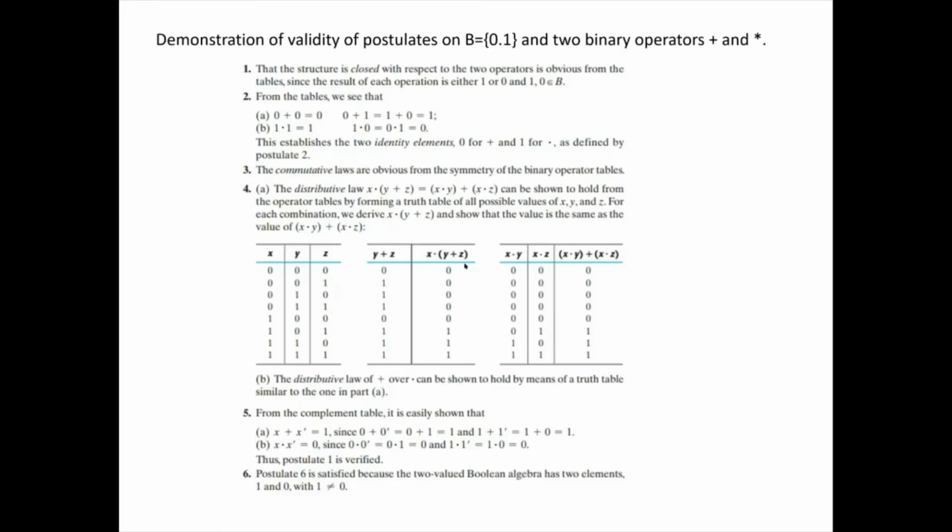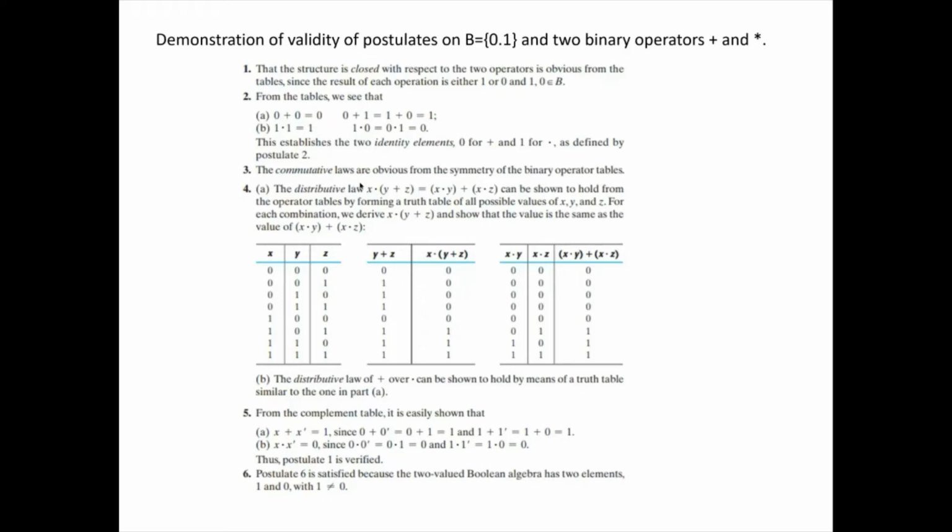The next one just demonstrates the validity of these. Okay? And it says basically it's closed with respect to the two operators, the not and the or. So what we'll find is the result is either a 1 or 0. That's all we can have. So it's closed with respect to those two operators. And then also from our tables, we can see the identity elements for those, which is just postulate 2, what we previously saw.